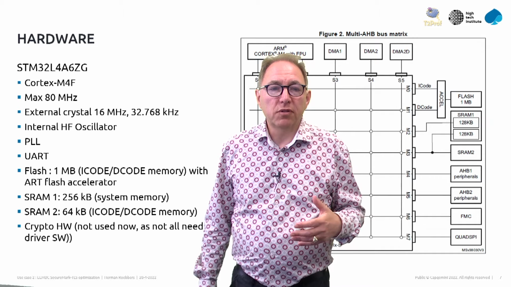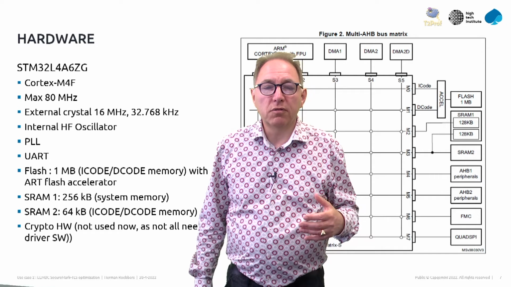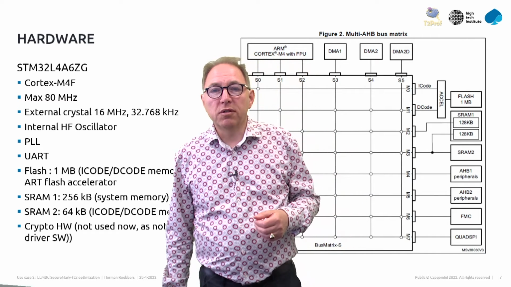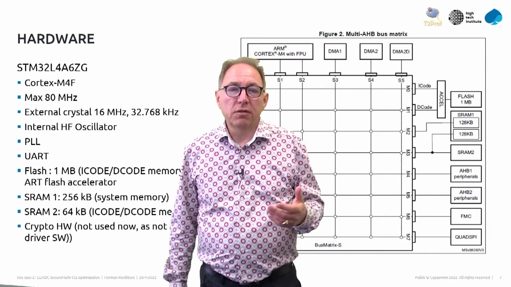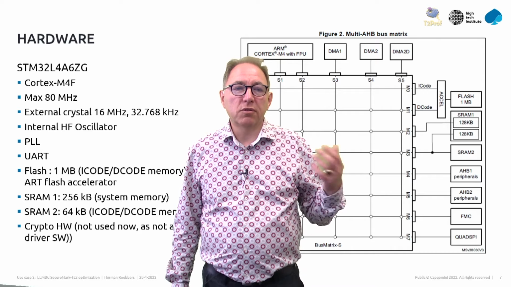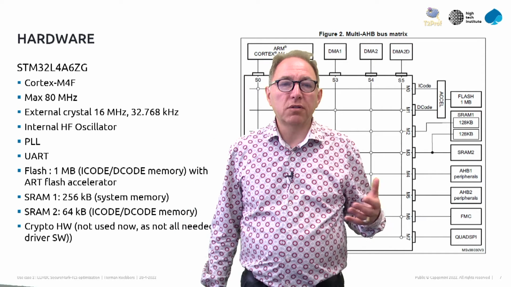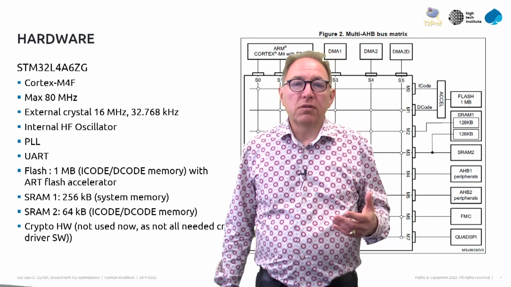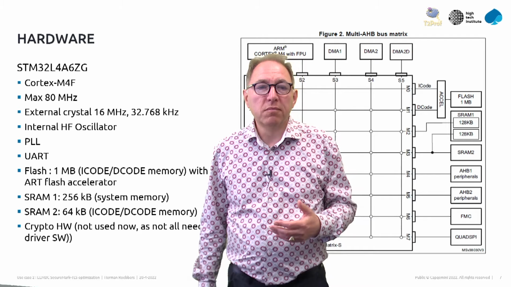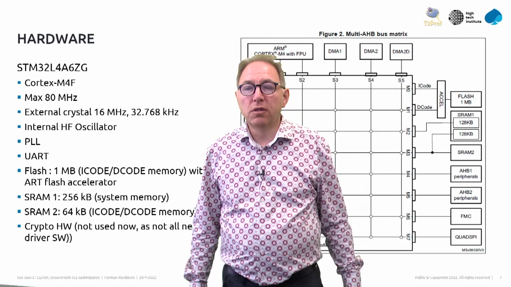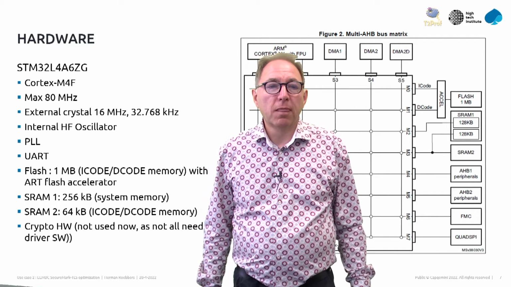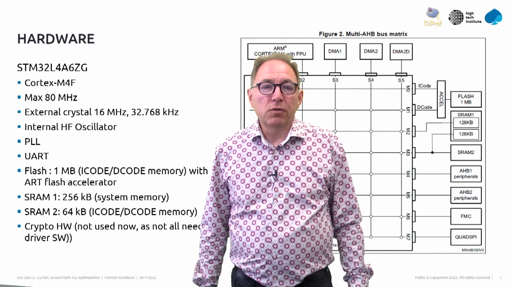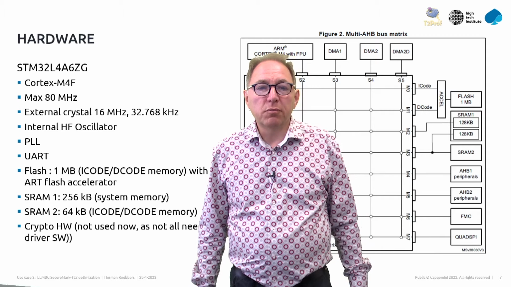We don't use the available crypto hardware because we didn't have the driver code to use that, so it's all software implementation. We can run at 80 megahertz if we need to. We have an external crystal at 16 megahertz and an external 32 kilohertz crystal, and there's also an internal high frequency oscillator, and we use a UART for doing I/O, the serial ports, and we can use the phase lock loop, the PLL, to do frequency multiplication.